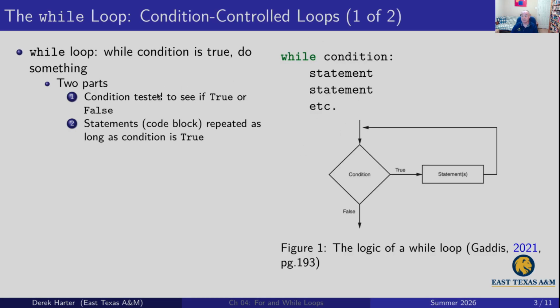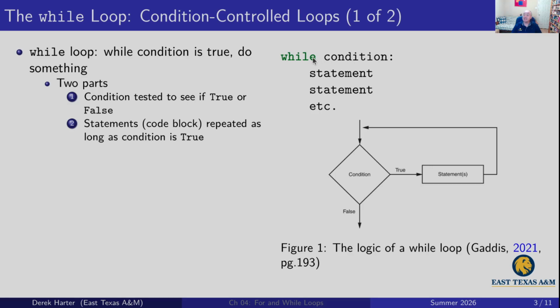So there's two parts to a while loop: the condition that's tested with the while keyword, and don't forget the colon, and then the block of code, the one or more statements that are executed if that condition is true. So as a flowchart, again, we would use that diamond in a flowchart to indicate that we're testing a condition. If it's true, we're executing one or more statements, and then we go back up and test the condition again, right?